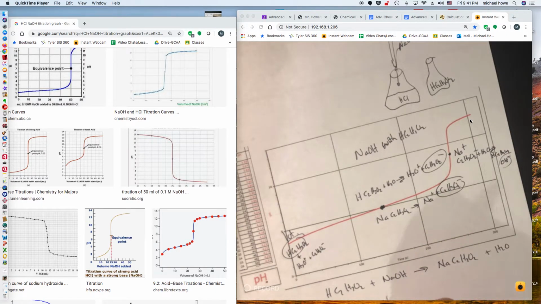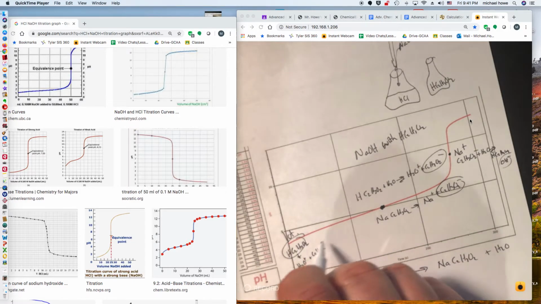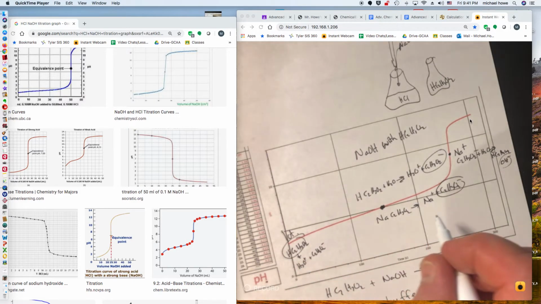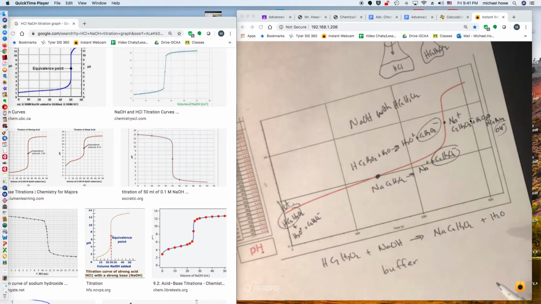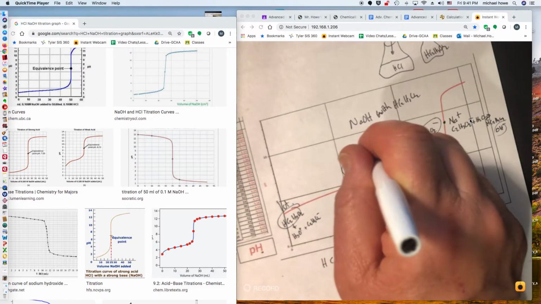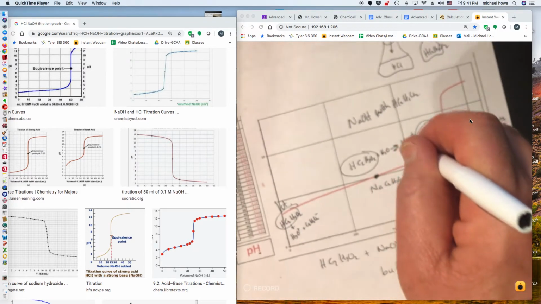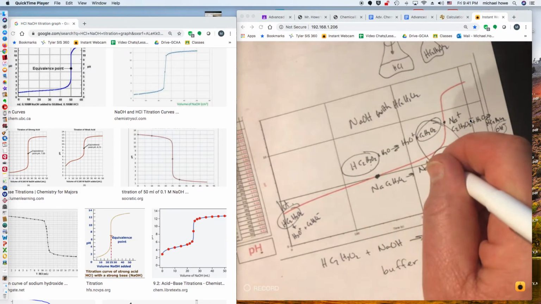And in this class, I didn't get into exactly how a buffer system works, but I do want you to know that a buffer is something that allows you to add a certain amount of acid or a certain amount of base, either one, without having a significant change in the pH. And it's created by having a weak acid and the anion of the weak acid. You need to have a lot of both of these relative to each other.